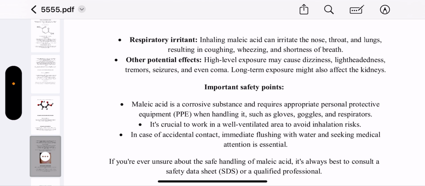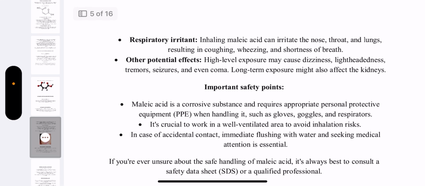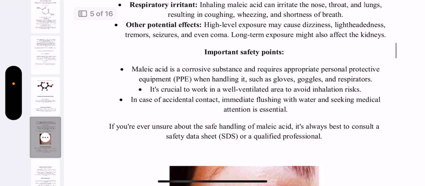Higher level exposure may cause dizziness, lightheadedness, tremors, seizures, and even coma. Long-term exposure might affect the kidneys. Safety points: malic acid is a corrosive substance and requires personal protective equipment when handling it, such as gloves, goggles, and respirators. It is crucial to work in a well-ventilated area to avoid the inhalation risk.